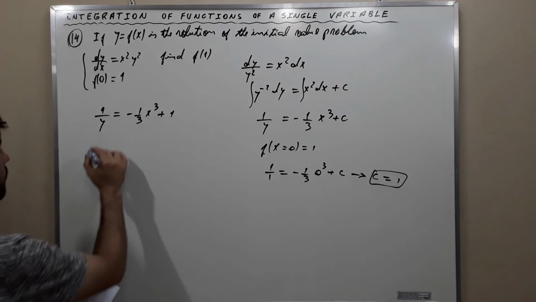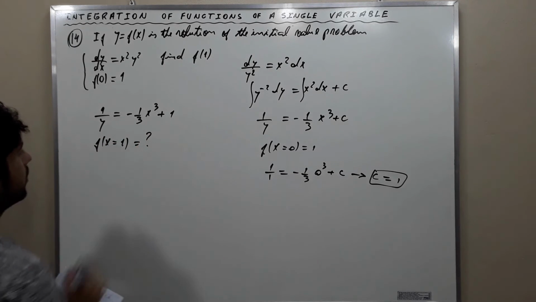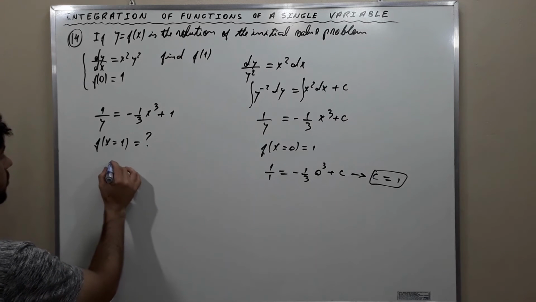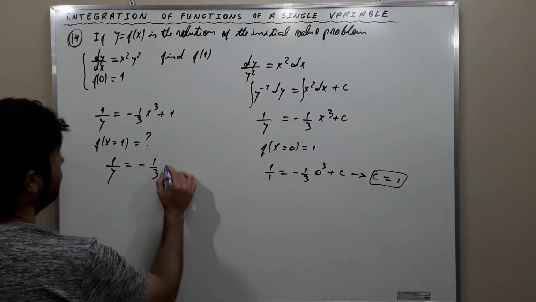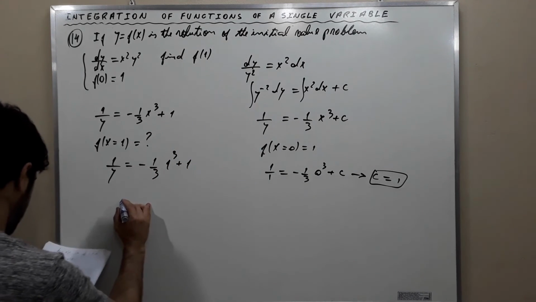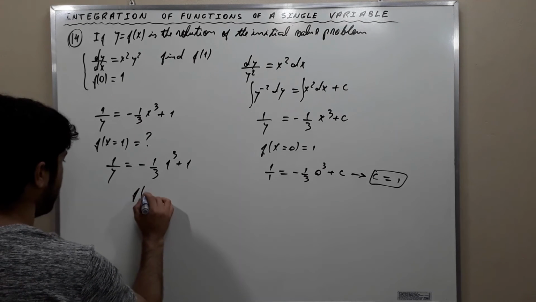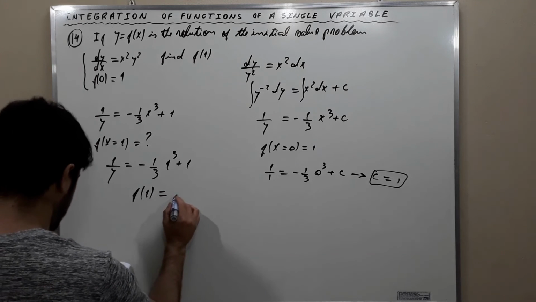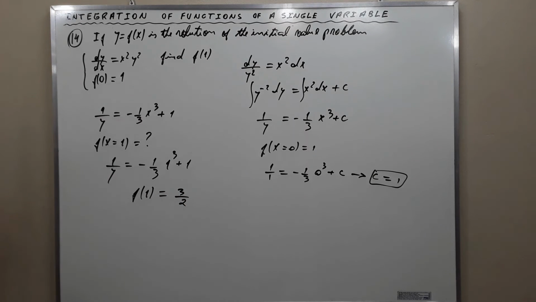And we want to find f of 1. And what is the value of this? Let's go and see. f of 1 is equal to a third of 1 cubed plus 1. And this makes the function f of 1 be equal to 3 halves. Alright? This is exercise 14.